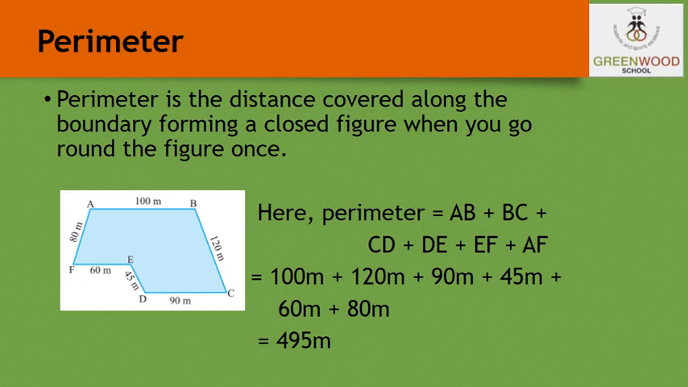Here we know the length of AB is equal to 100 meter, length of BC is equal to 120 meter, length of CD is equal to 90 meter, length of DE is equal to 45 meter, length of EF is equal to 60 meter, and length of AF is equal to 80 meter. Now on adding all these values, we'll get the perimeter of the figure is equal to 495 meter.